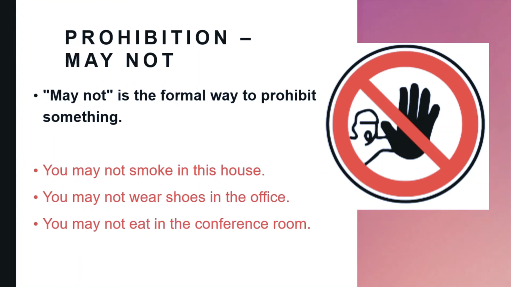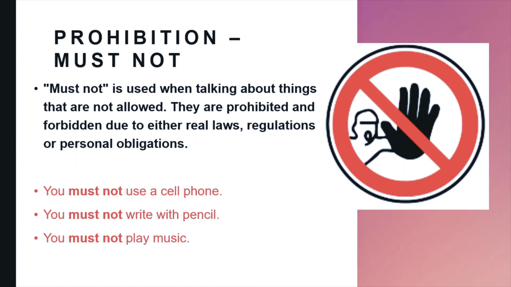Next, prohibition using the modal verb may not. May not is the formal way to prohibit something. So for example, you may not smoke in this house. You may not wear shoes in the office. You may not eat in the conference room. So take note that this situation is a bit more formal.